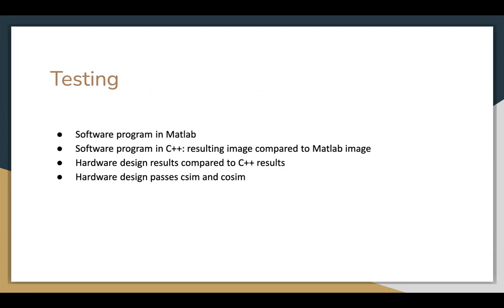So for testing, we first wrote a software program in MATLAB that generated the image of a Julia set. And then we wrote our own program in C++, and checked that the output image is the same as the MATLAB image. Using the software program, we developed our hardware design, the one with the dispatch design. And we compared the dispatch hardware design results to the C++ software program results, once again, by comparing the output image file. And then we made sure that our hardware design could pass HLS, CSIM, and COSIM, and that it runs on the Z-board.